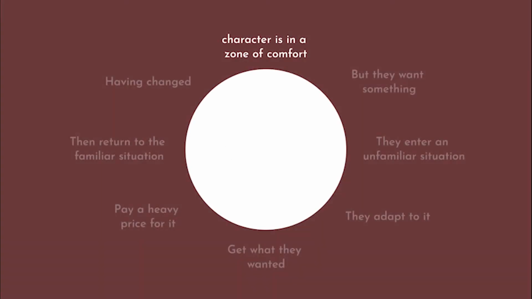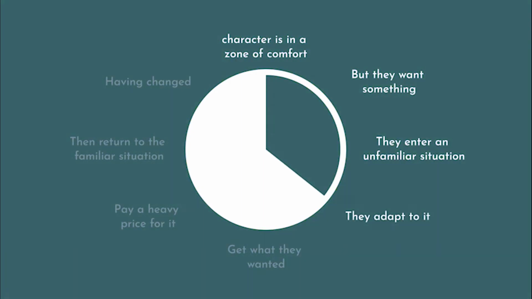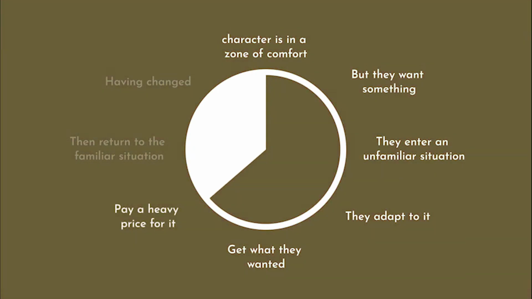This is a circle with 8 steps. First, a character is in a zone of comfort. Number 2, but they want something. Number 3, they enter an unfamiliar situation. Number 4, they adapt to it. Number 5, get what they wanted. Number 6, pay a heavy price for it. Number 7, then return to the familiar situation. And number 8, having changed.